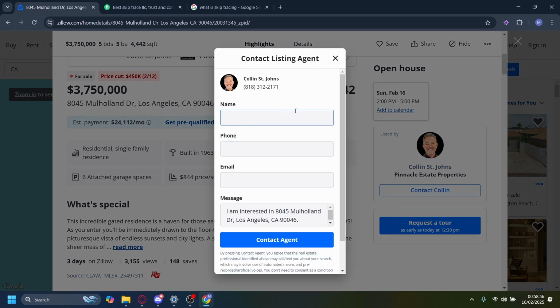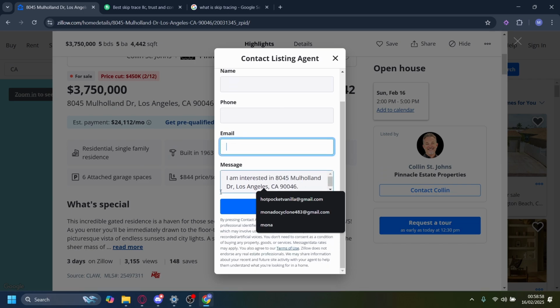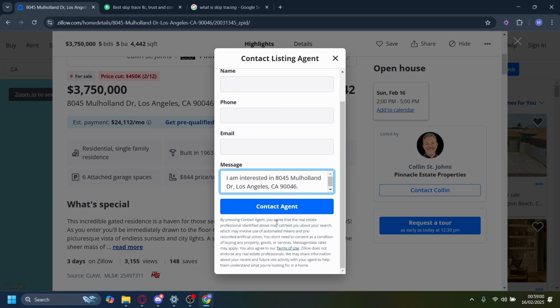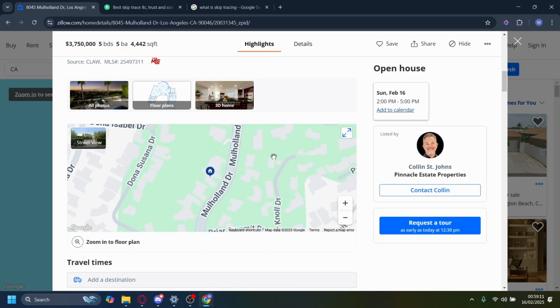And of course, when you contact them, you'll give them your name, your phone, your email, your message, and ask what they want. But sometimes these contact listings don't really work, right? Sometimes the real estate agent doesn't check, or sometimes they're just busy and you need to use other means, right?